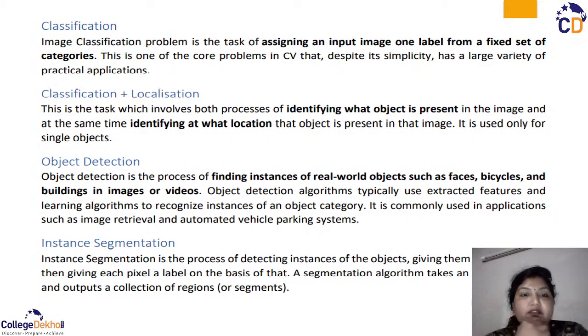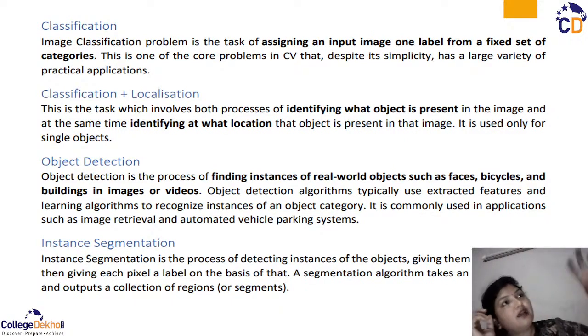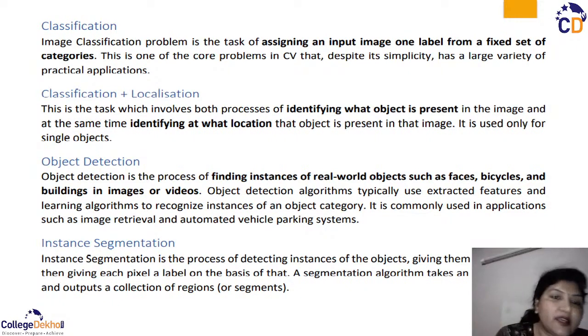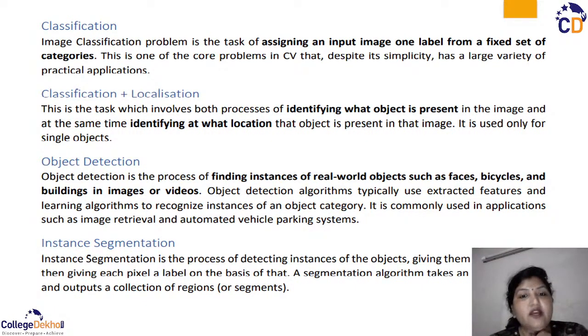At the same time we are collecting the location also, right? In a particular image, the trees are coming in this particular location, or the cars are parked in this particular location. So you are segregating a particular image only. If we have different real world objects, such as faces, bicycles, or buildings in images or videos, we can segregate those also, right? We can detect those also.